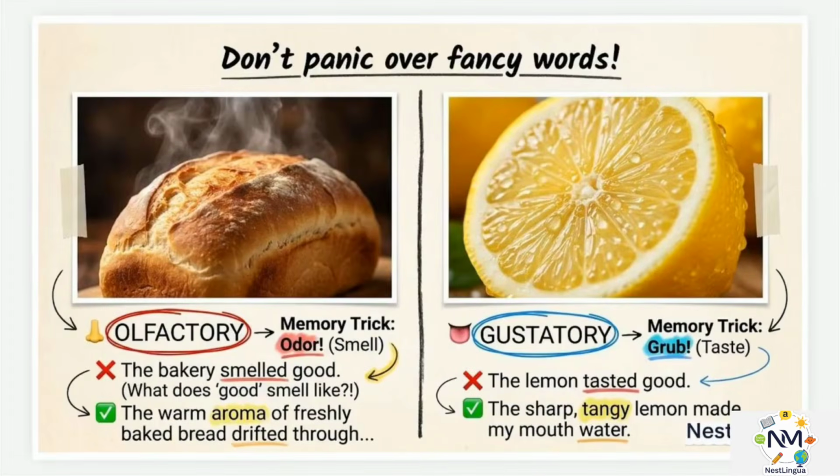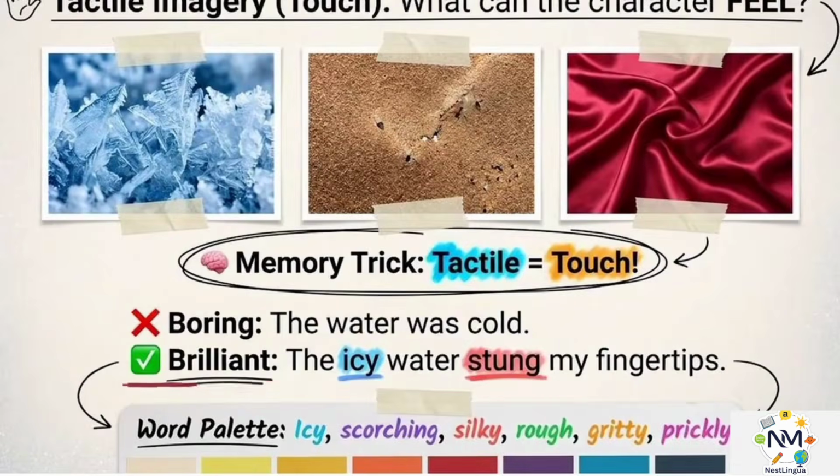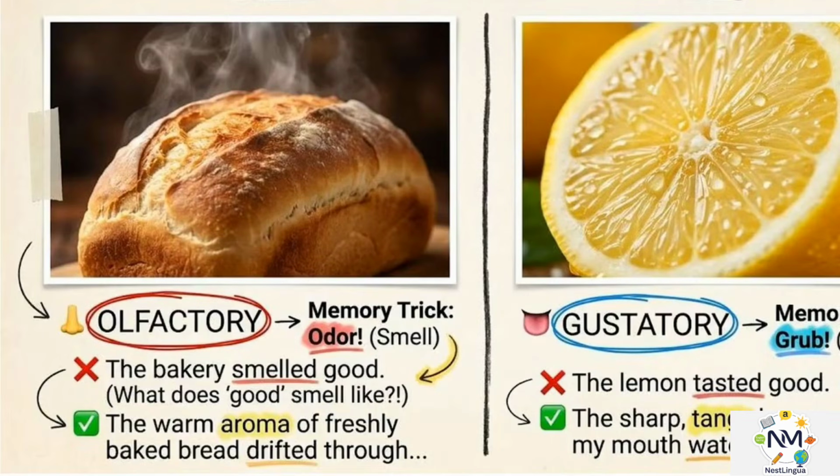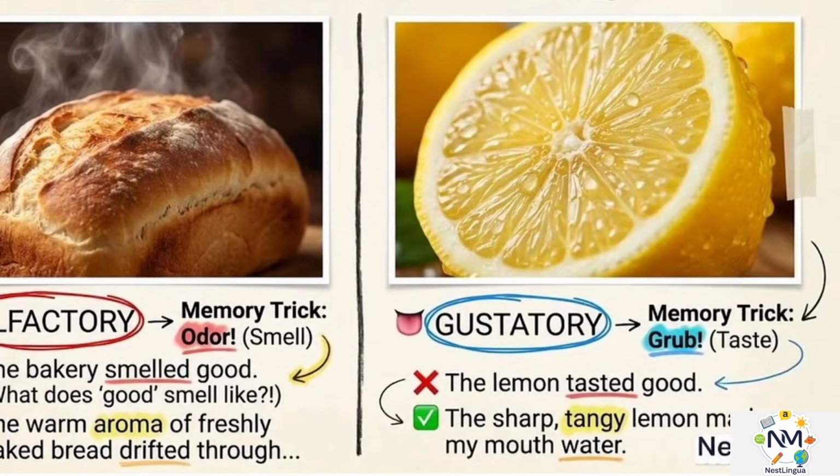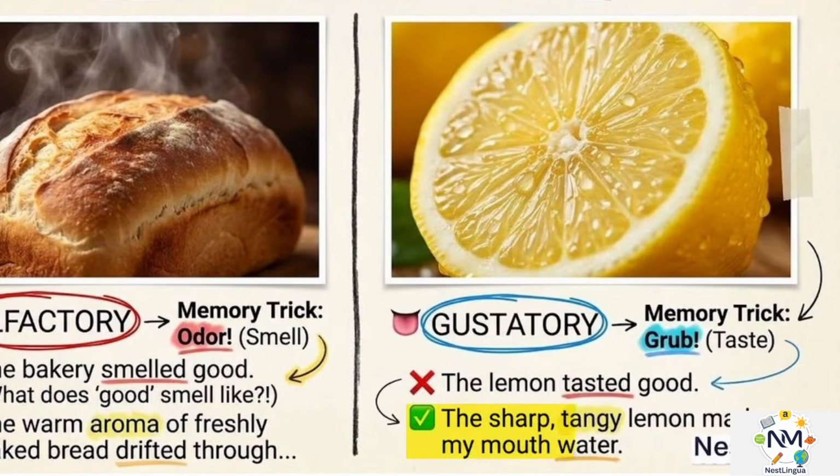Olfactory and gustatory imagery targets smell and taste, like the warm aroma of fresh bread or the sharp, mouth-watering tang of a sliced lemon. For olfactory imagery, avoid subjective words like good. The warm aroma of freshly baked bread creates a reality adjectives can't reach. Finally, gustatory imagery. Describing a sharp, tangy lemon does more than convey information. It practically makes your mouth water.